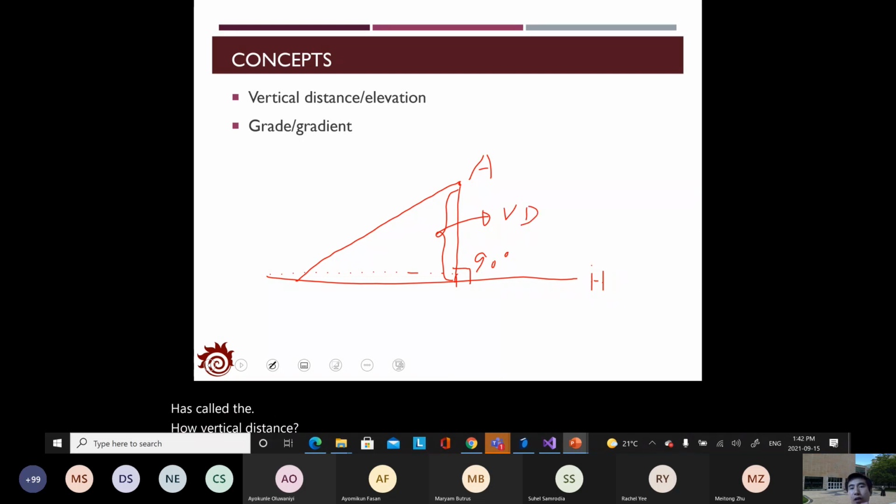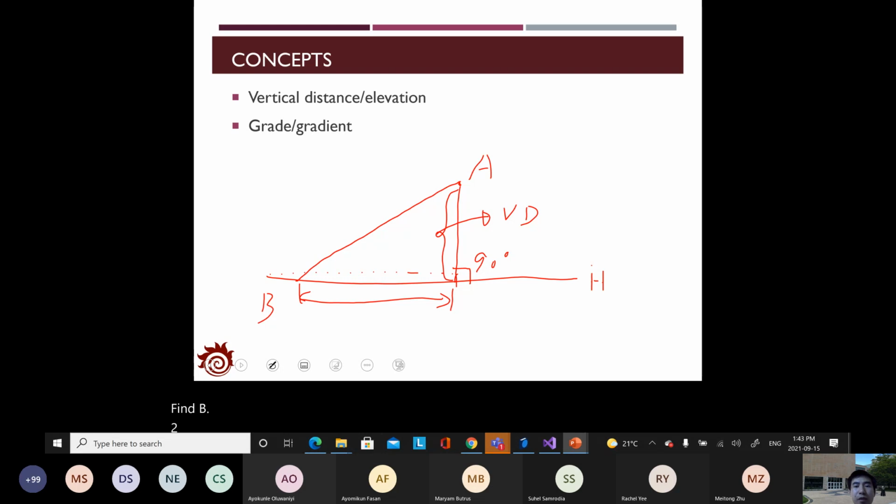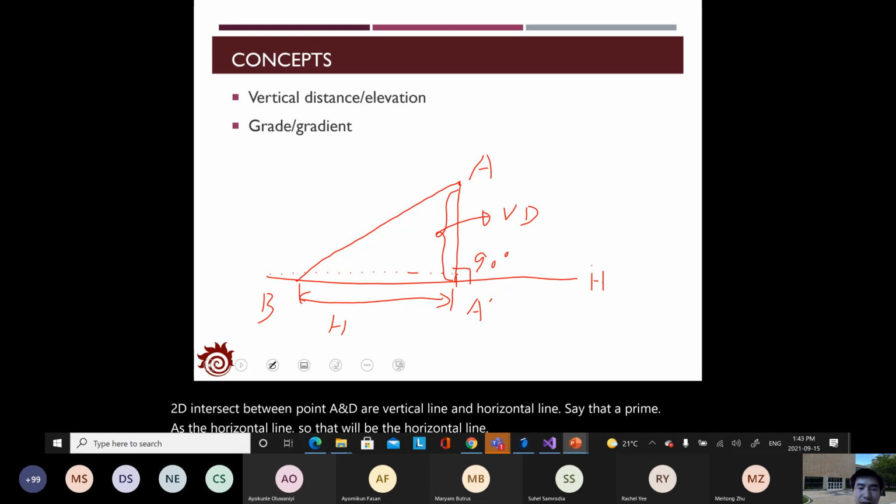And if we want to measure the distance from point A to another point, say point B, and point B is located on the horizontal line, then we can identify the distance from point B to the intersection of the vertical line from A and the horizontal line, say A prime, along the horizontal line. This distance is called the horizontal distance.